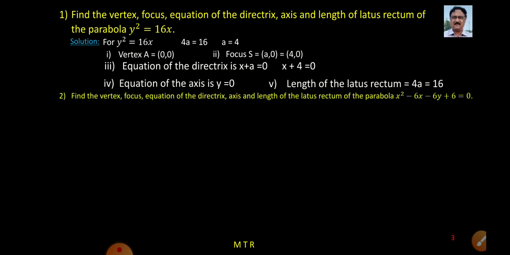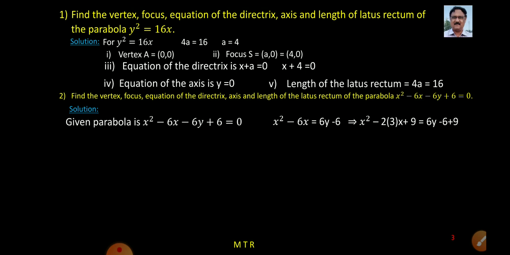Okay. Now another problem. Find the vertex, focus, equation of the directrix, axis and length of the latus rectum of the parabola x² − 6x − 6y + 6 = 0. This is not in the standard form. First we convert this to the form (x − h)² = 4a(y − k). This is the given parabola: x² − 6x − 6y + 6 = 0.